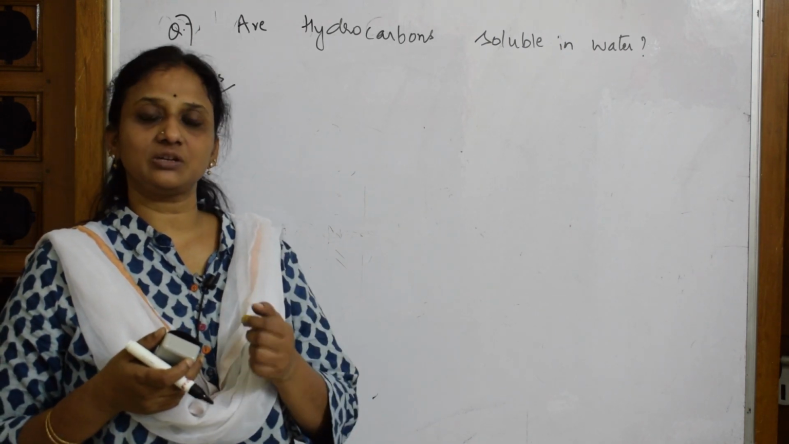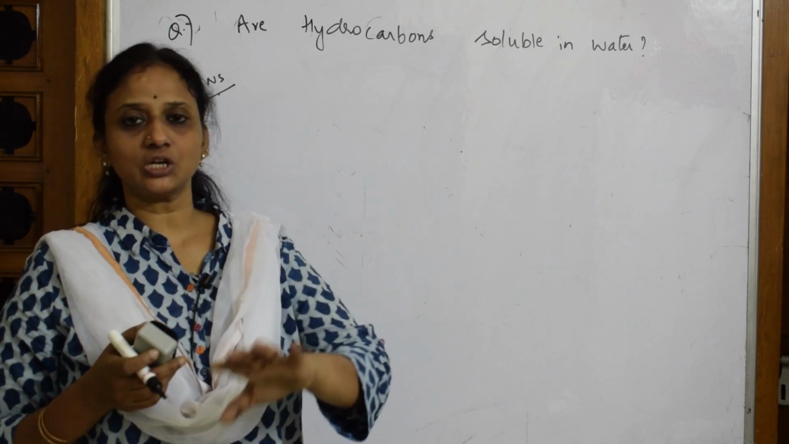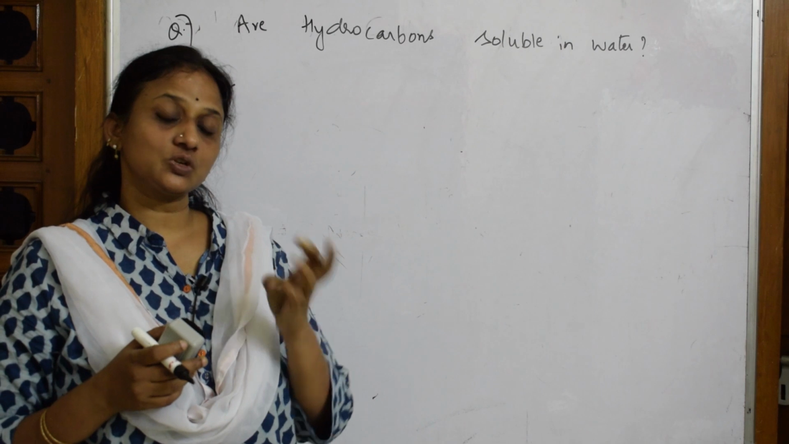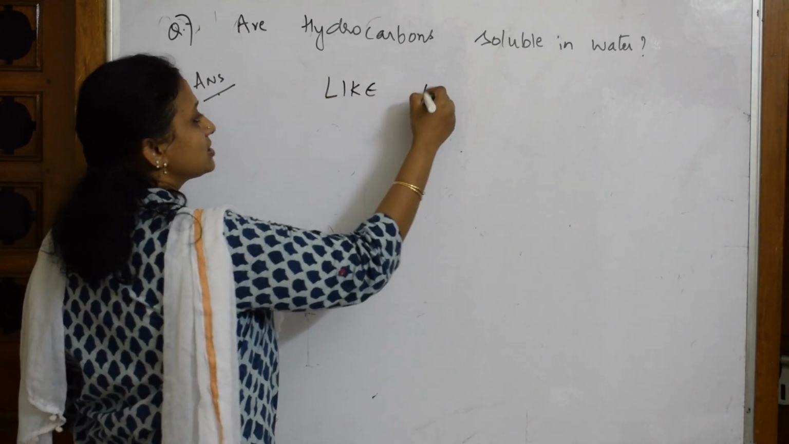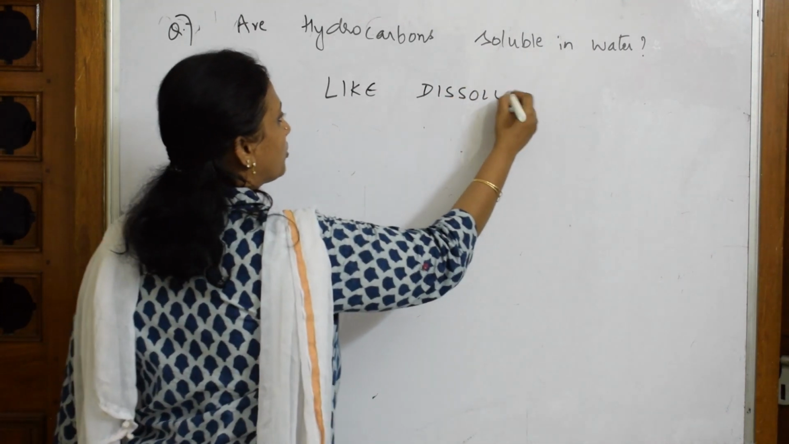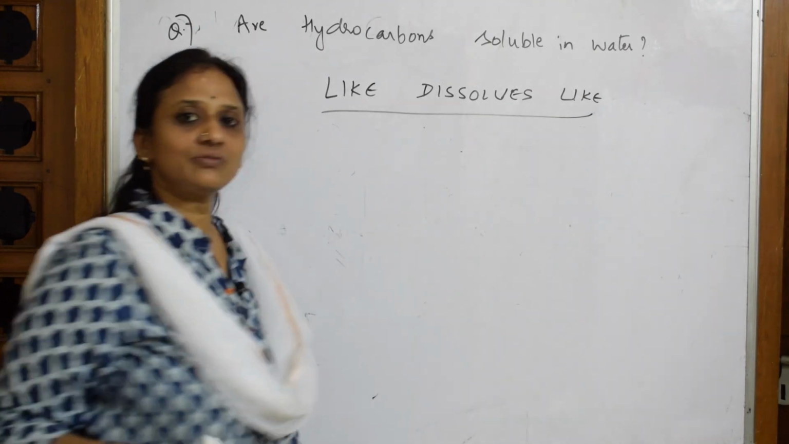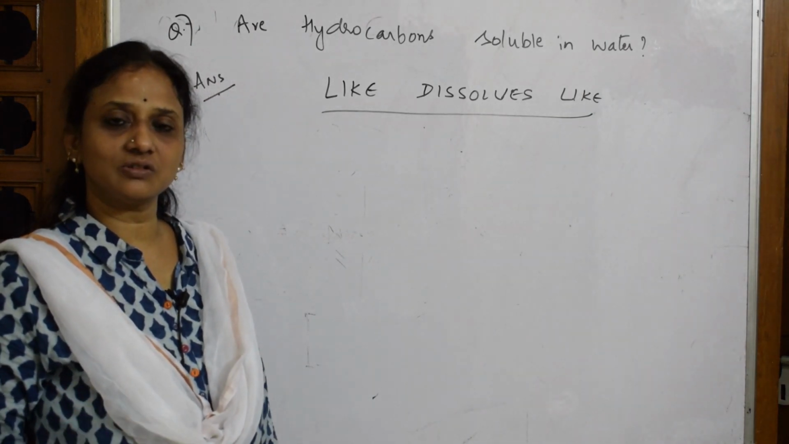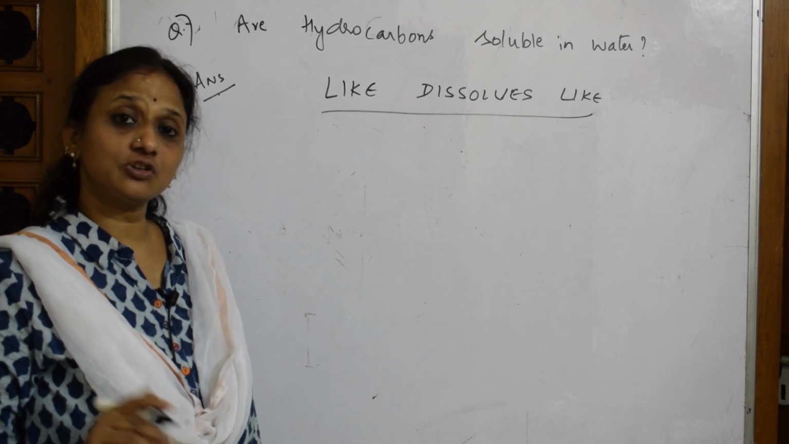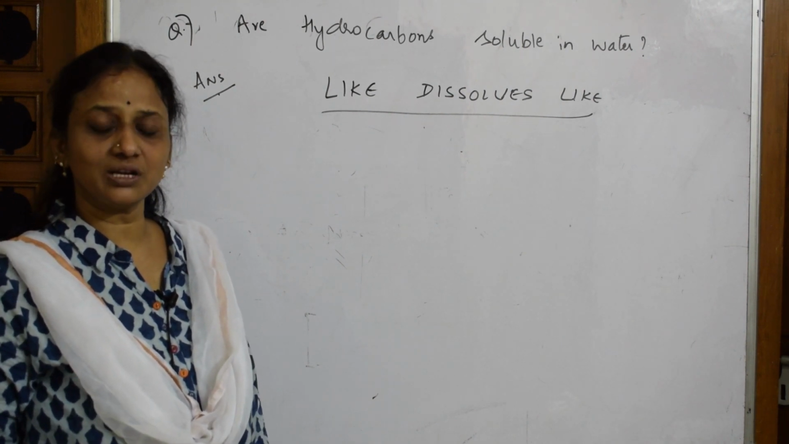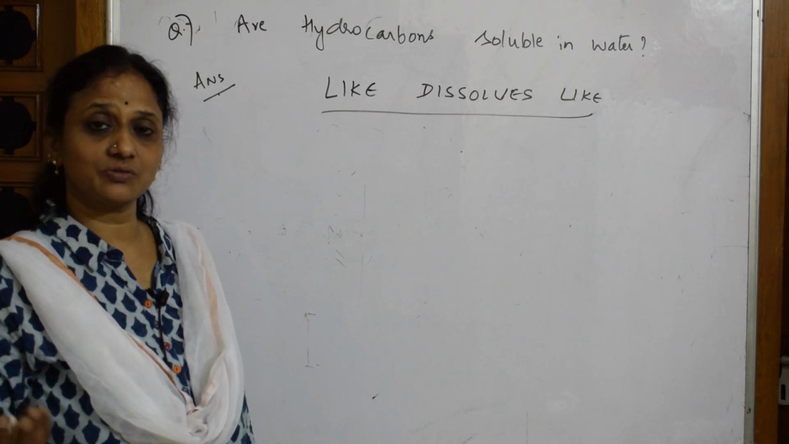Whenever you're speaking about solubility, we tend to memorize: polar solvent, non-polar solvent. We've always studied like dissolves like. That means if it is a polar solute, it will dissolve in the universal polar solvent, that is water. If its nature is non-polar, then it will dissolve in non-polar solvents like carbon tetrachloride, acetone, kerosene, like that.